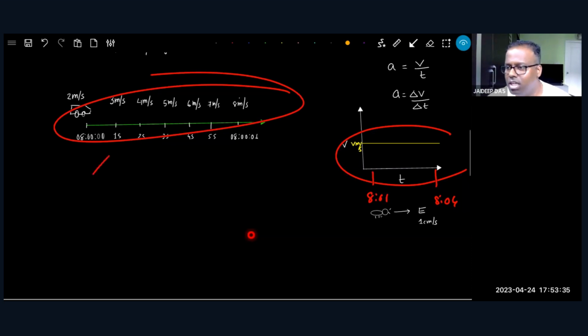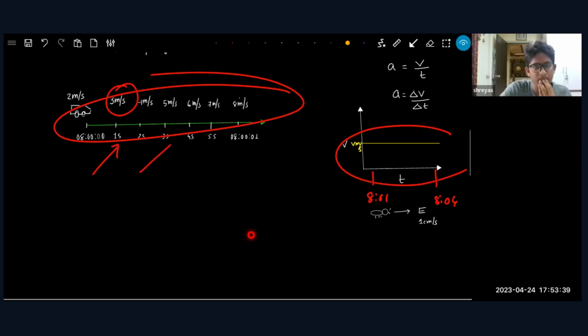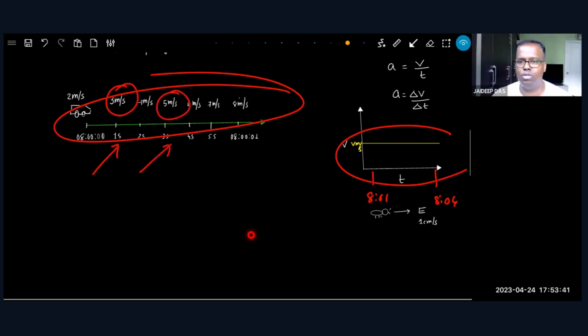What is the velocity at the first second? You tell me. 3 meters per second? What is the velocity at the third second? 5 meters per second? How can your graph come straight then? Your graph will be, at this moment, your velocity is this. Next moment, your velocity is this. Next moment, your graph will rise up. How do you expect the graph to be straight? From here, it cannot be, this cannot happen in physics.